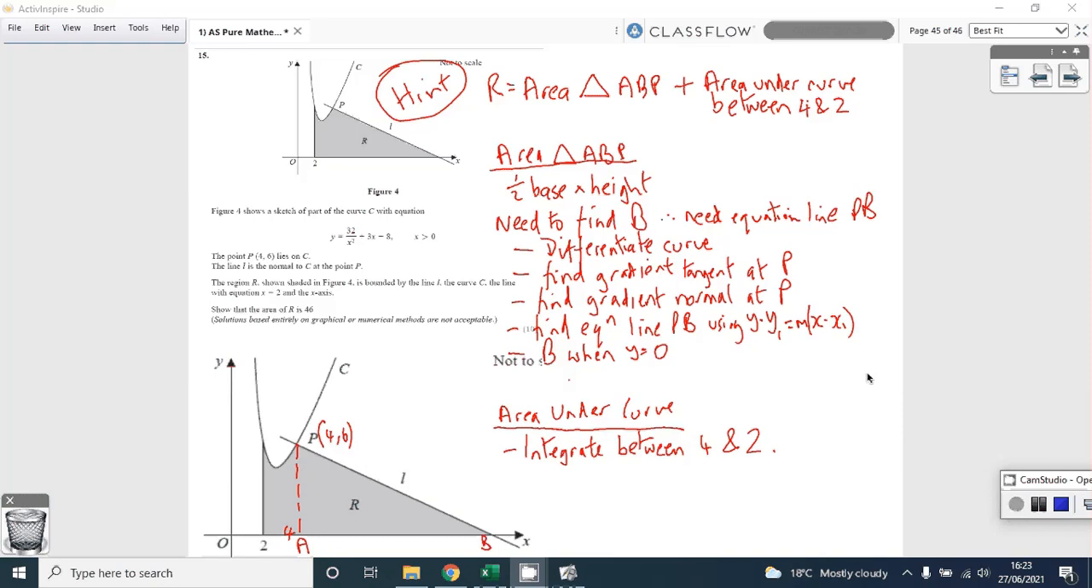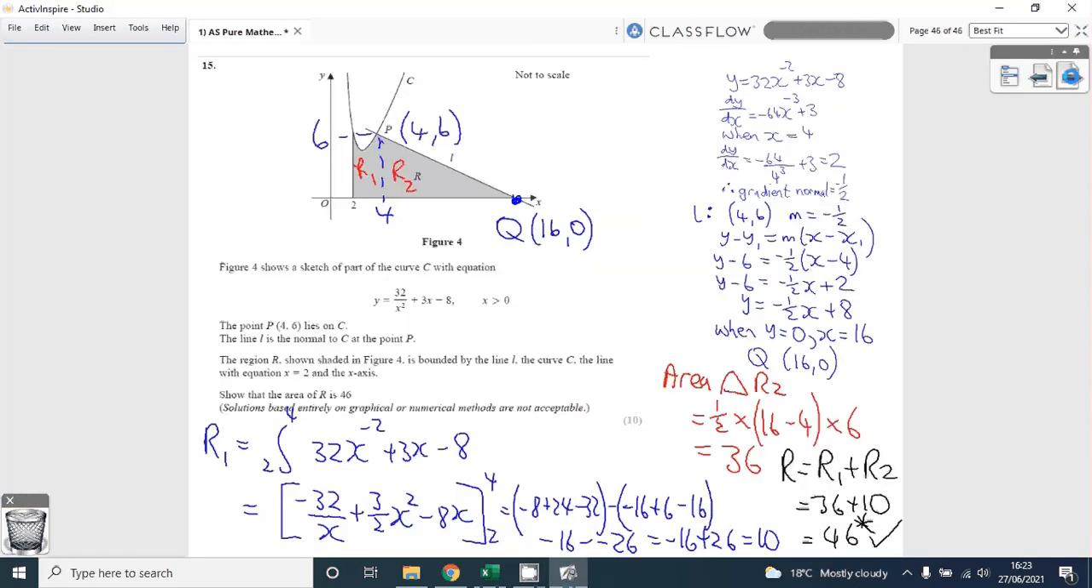So the solutions for question 15. Our area R comprises this triangle APB and this area under the curve from 2 to the value of 4. So the area of the triangle ABP is going to be half times base times height. I know the height is 6. I need to work out the length of the base from 4 to B, so I need to work out the point B. Okay, so to do that, I'm going to go and differentiate the curve.